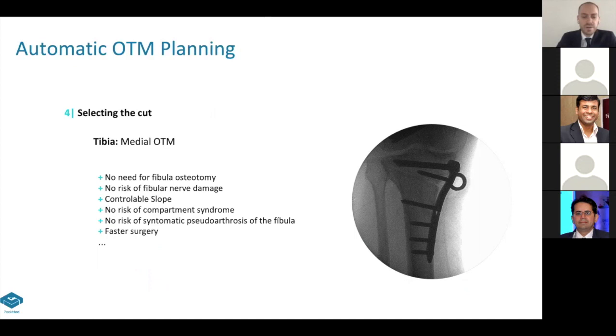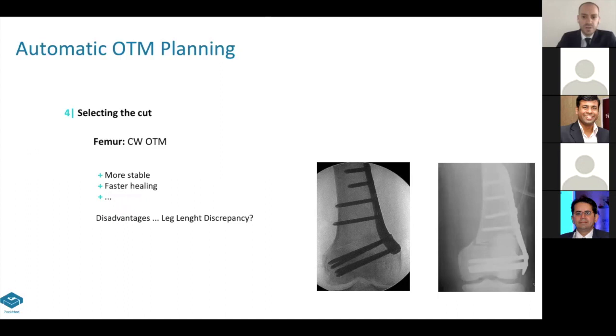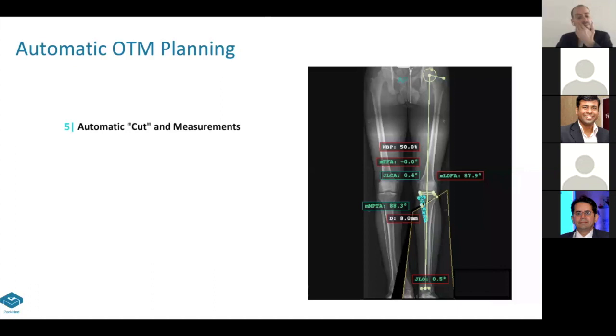And on the femur side, we advocate for a closed wedge osteotomy, either on the medial side or the lateral side, because you know that the femur is not such a forgiving bone. If you are doing an open wedge DFO and you end up with a hinge fracture, like on this picture on the right side, you might be in trouble, very hard to control the rotation and the opening as well. A closed wedge is more stable, has faster healing, and the leg length discrepancy might not be so significant to consider it a disadvantage. So then after that, you just do the cuts and you have the osteotomy.